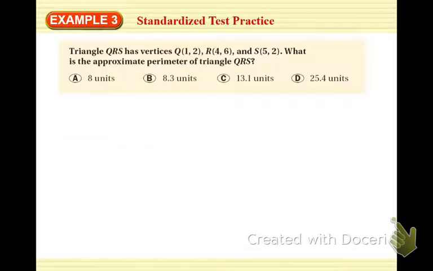All right, this triangle has vertices Q, R, and S. What is the perimeter of the triangle? Okay, well, somebody tell me, how would we go about figuring this out using what we know? How could I go about figuring out the perimeter of the triangle?